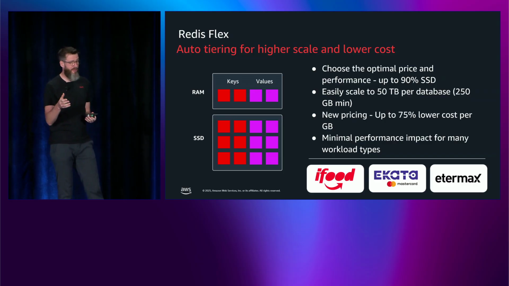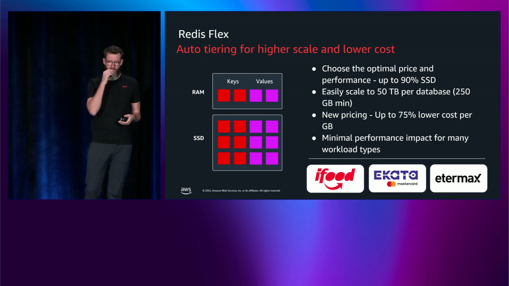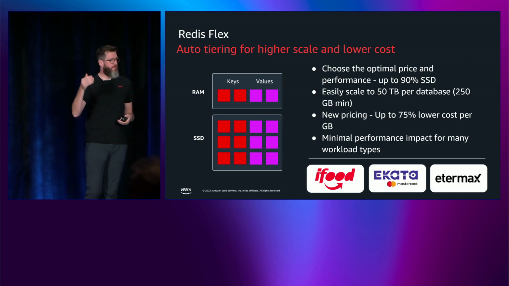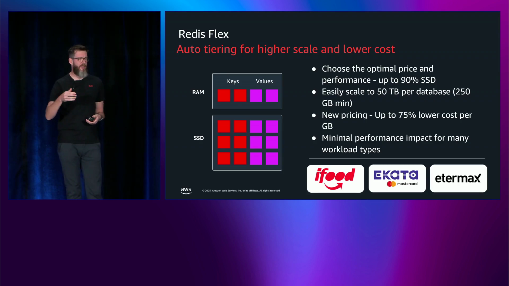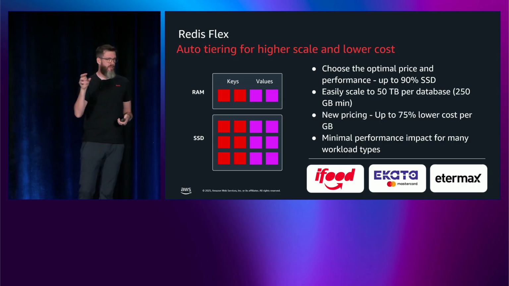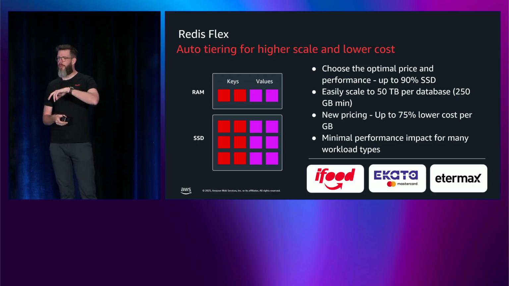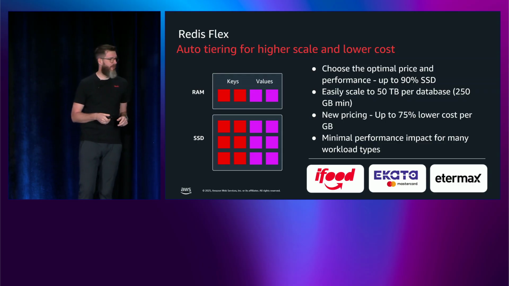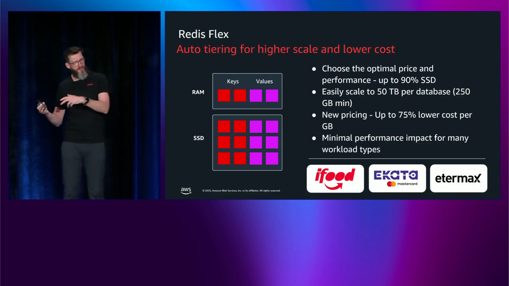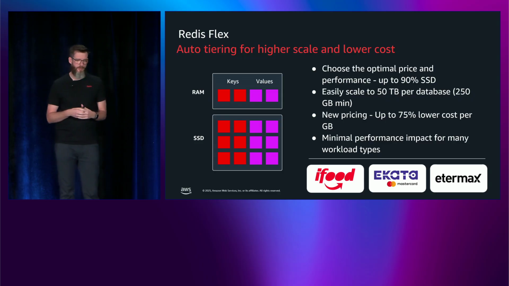And Redis Flex is auto-tiering for higher scale and lower cost. So you extend your key space with a slower storage, either SSD or NVMe. And so keys and values either reside in memory or on the slower storage. Of course, we will keep the keys that you access more frequently in RAM, and the cold keys and cold values we'll keep on the slower storage.